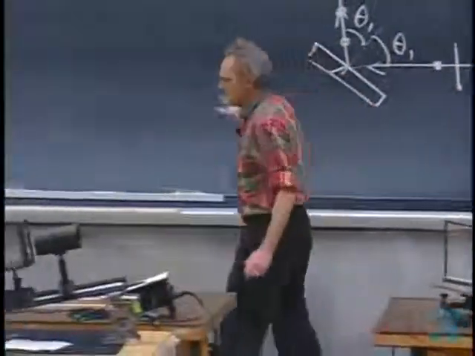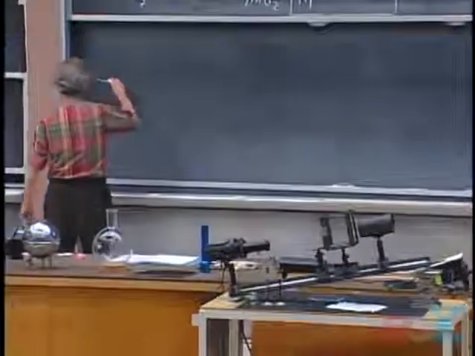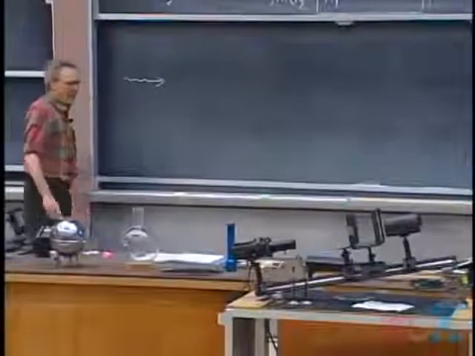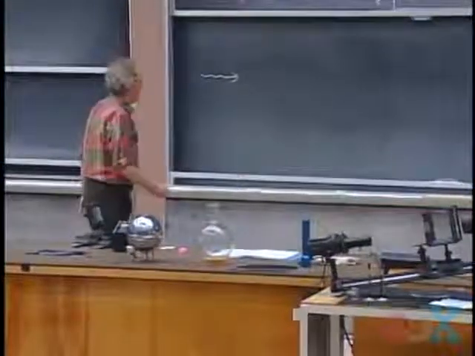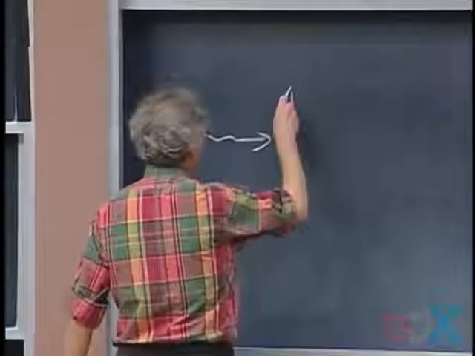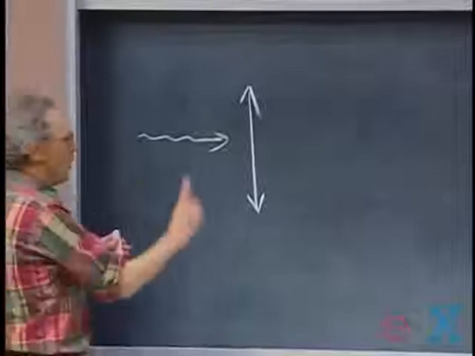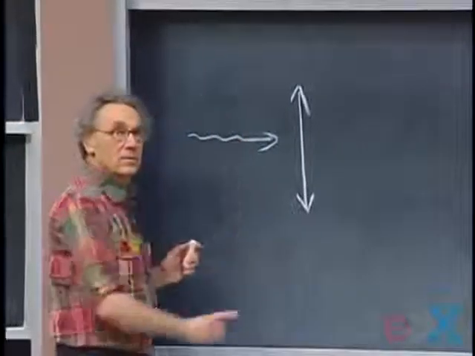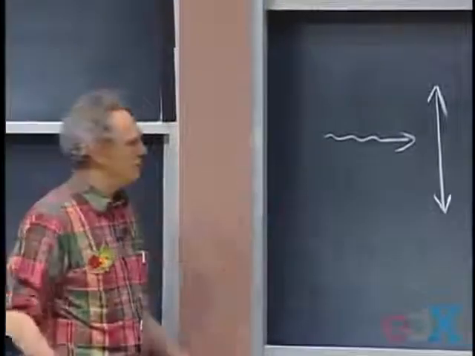I will stay on the center board. Suppose I have light coming in like so, and I have one light photon. I concentrate on one to start with, and it happens to be that that photon is linearly polarized in this direction, and so the E vector is oscillating like this. Later we're going to add all directions that we want to. I just pick one now.